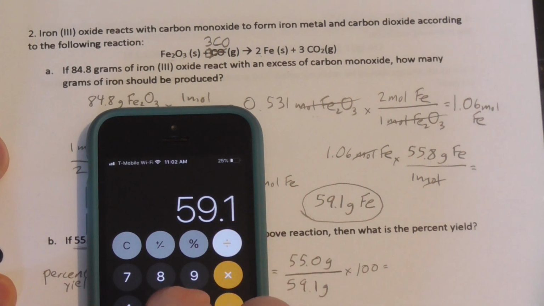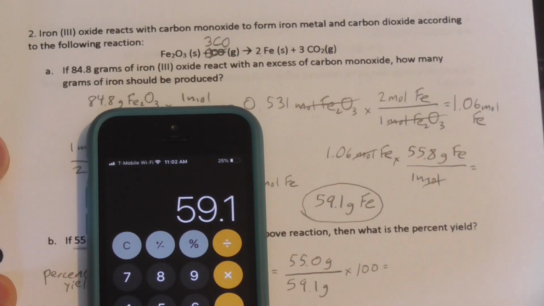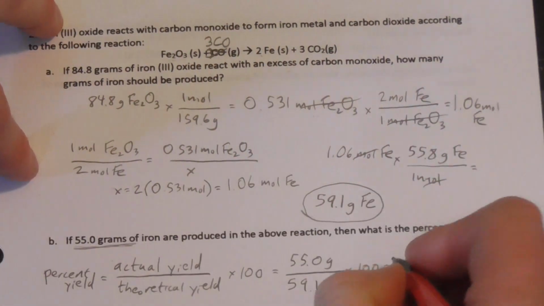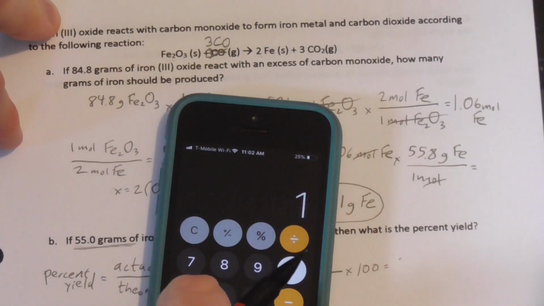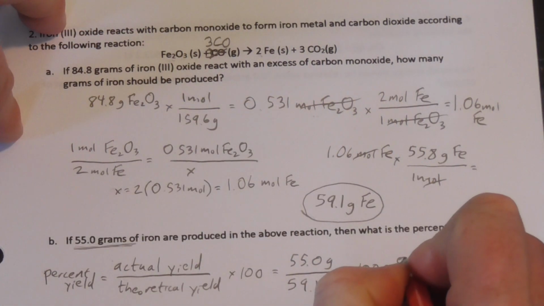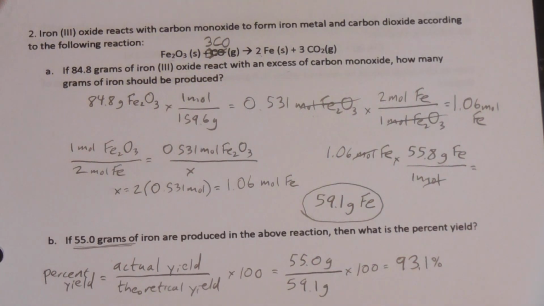And I get my percent yield, which in this case is 55.0 divided by 59.1, which equals 0.930, so we'll call that times 100. My percent yield is about 93%. 93.1% if I want to be very specific.